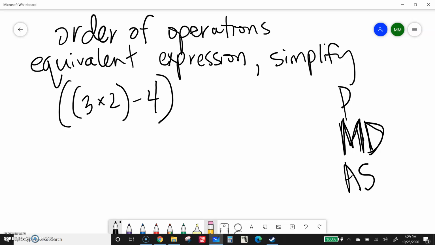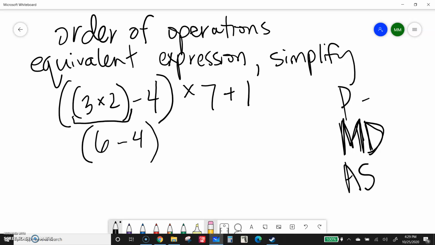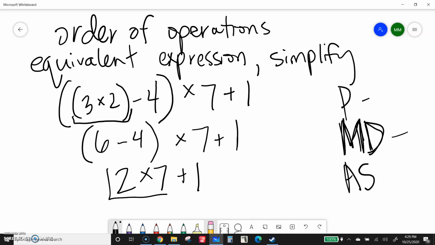All right, so this is what I mean by a double parentheses. Sometimes it's with parentheses within a parentheses. So I will start with the innermost parentheses. 3 times 2 is 6. I still have these outer parentheses. Just like sometimes if there's 2 things to do inside parentheses, I keep them. Now I keep going with my parentheses. 6 minus 4 is 2. Multiply and divide. 2 times 7 is 14. 14 plus 1 equals 15.